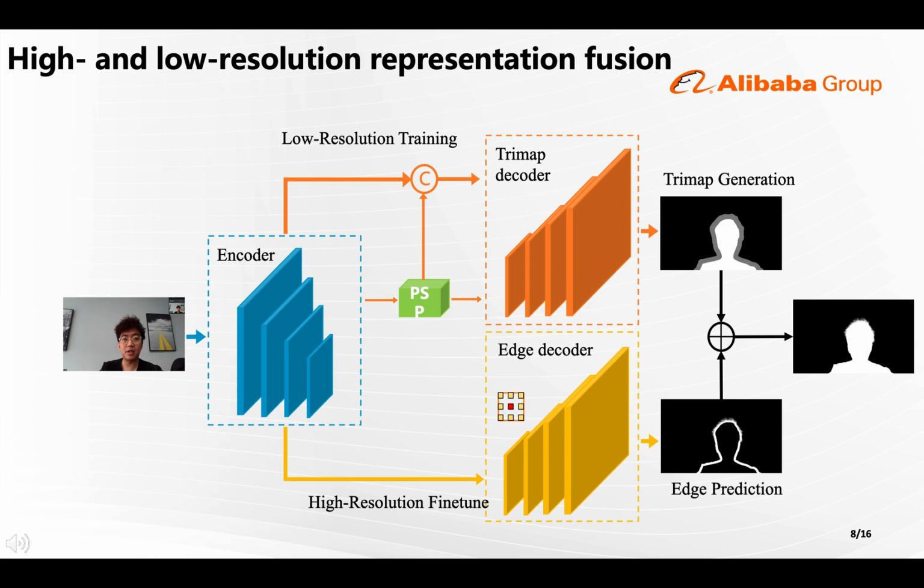And in order to predict a detailed matting result, we fine-tune it in a high-resolution setting and dilation convolution is applied in the edge decoder. The final result is merged from the two predictions.